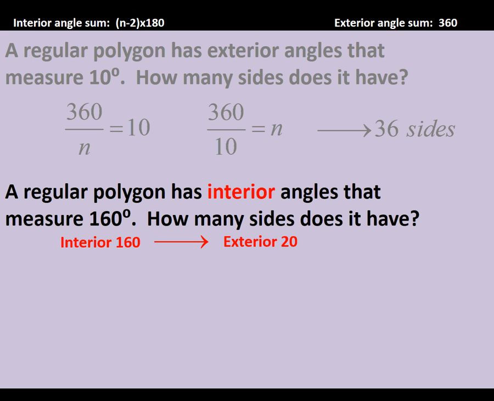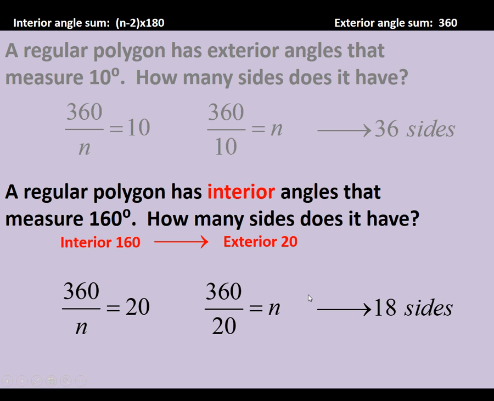Now this problem is the same as the one above. We know the measure of the angle. We just want to know how many sides it has. So normally 360 divided by the number of sides would give us the angle. We're going to switch them and say 360 divided by the angle will tell us how many sides it has. And this has 18 sides.